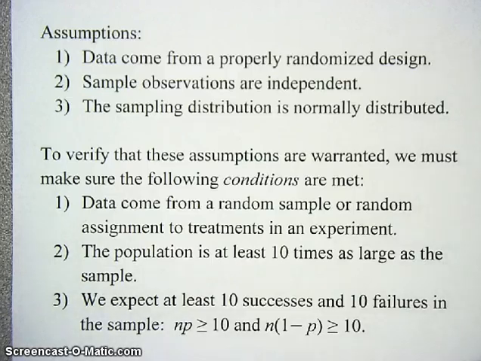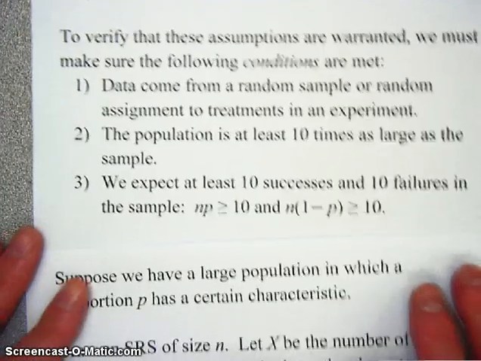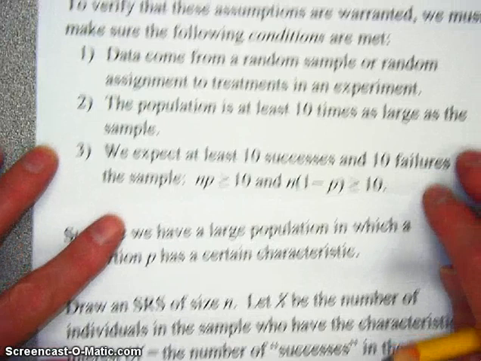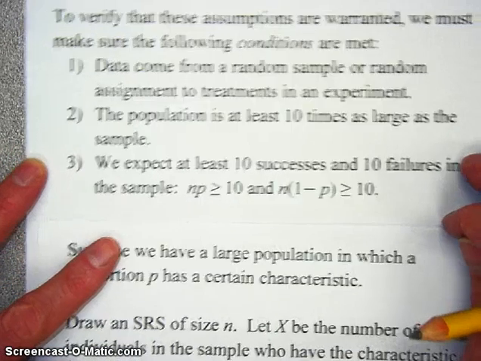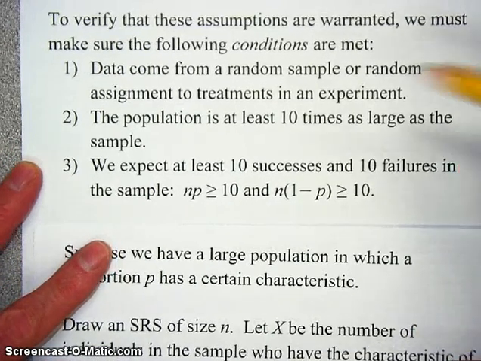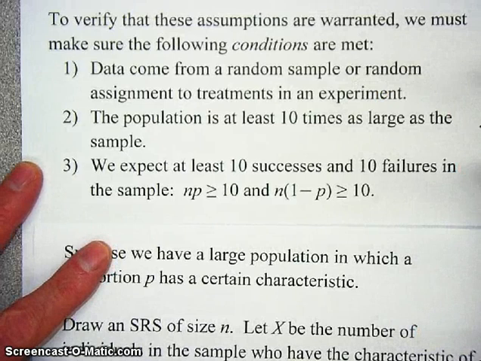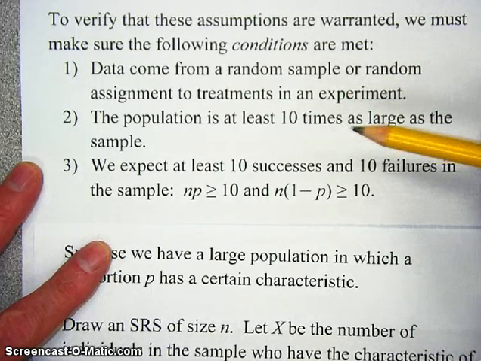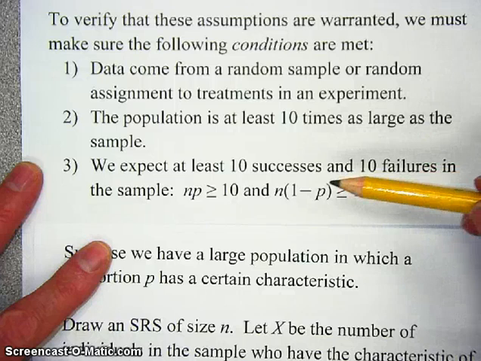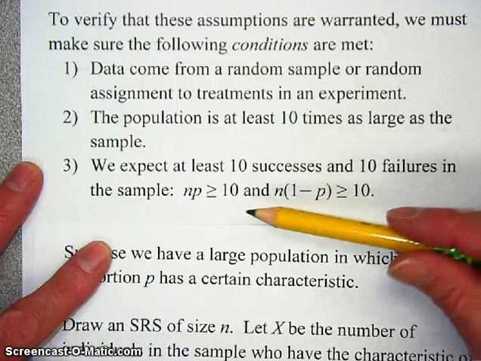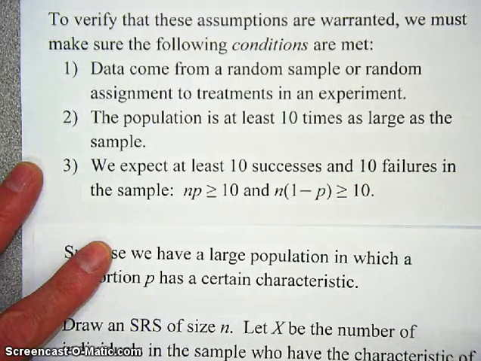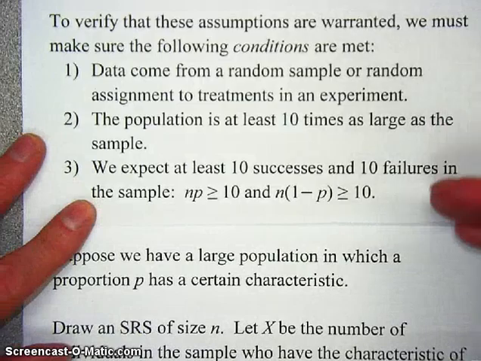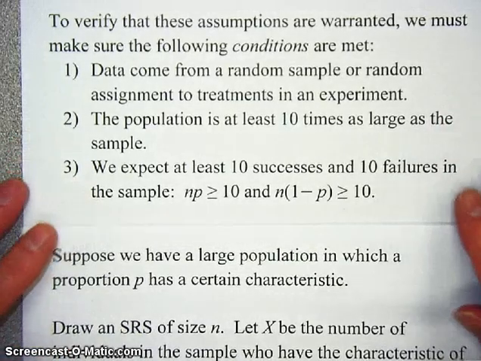Now here's the actual derivation itself. We're going to assume that those conditions are met. They're all conditions that are under control of whoever is doing the research. We can determine the design of our data gathering. We can determine if the population is at least 10 times as large as the sample, and we can determine that we have a sufficient sample size to guarantee the third condition is met. So all of those things are under our control as researchers.